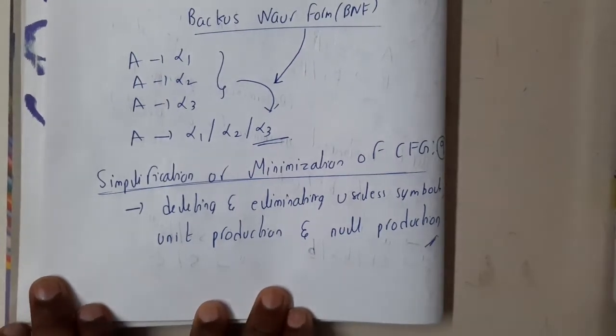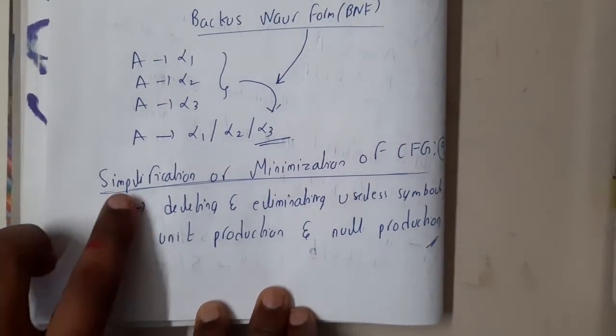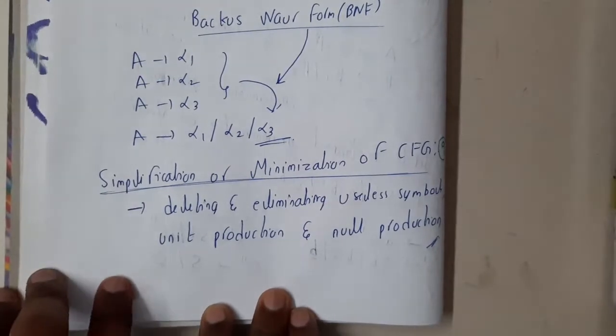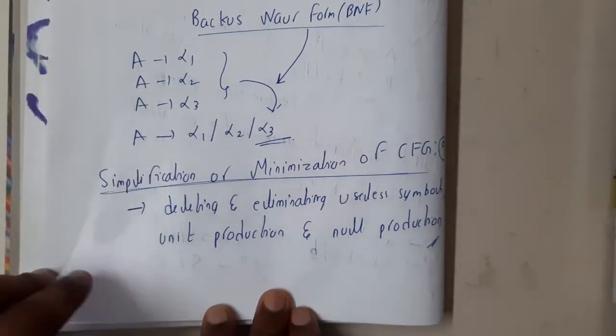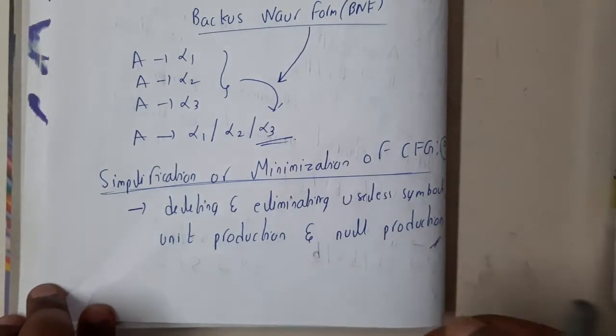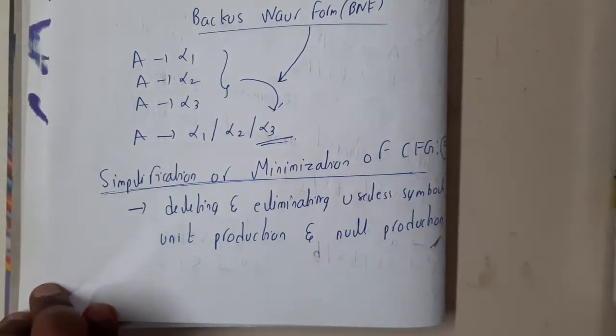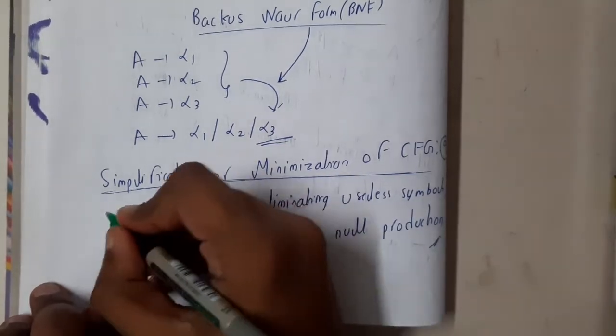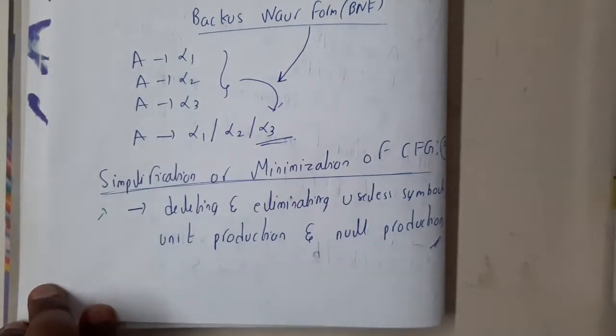In this lecture, let us continue with the next topic, that is the simplification or minimization of a CFG. Whenever we have a context-free grammar, we often have multiple productions, right? So can we reduce them? That's a common question. Yes, and that is what we'll be learning in this particular lecture.